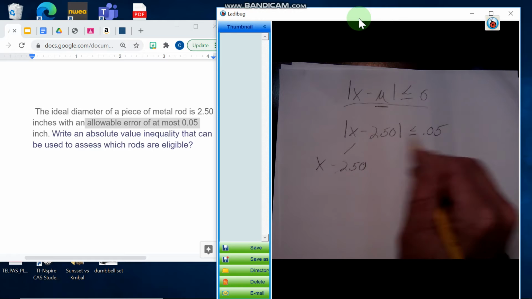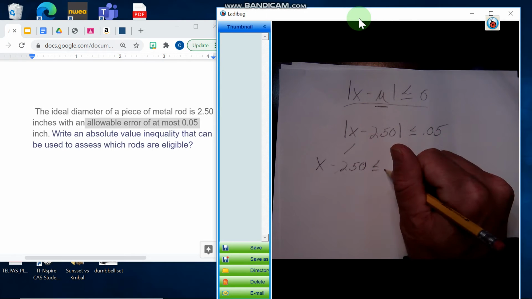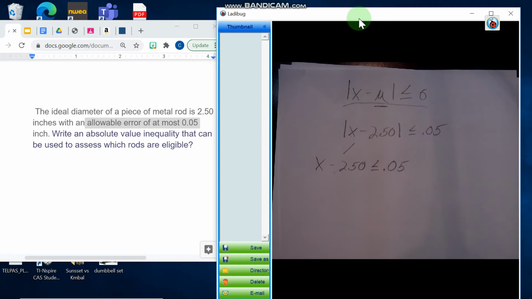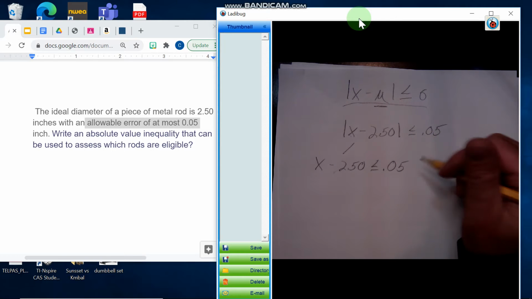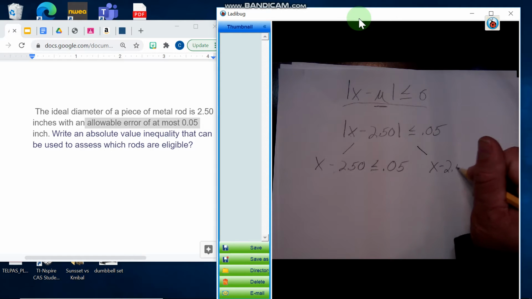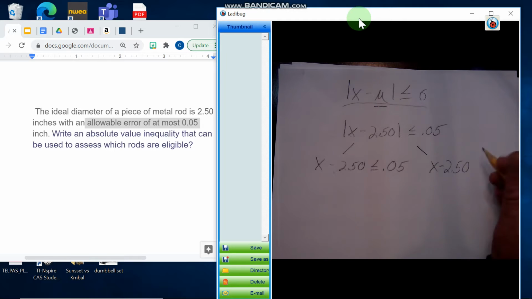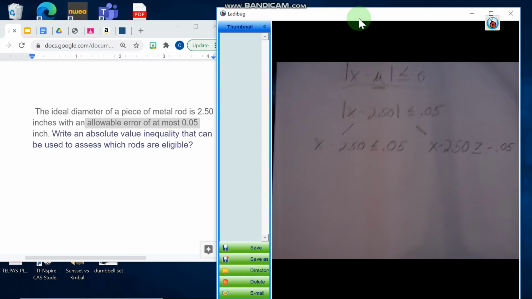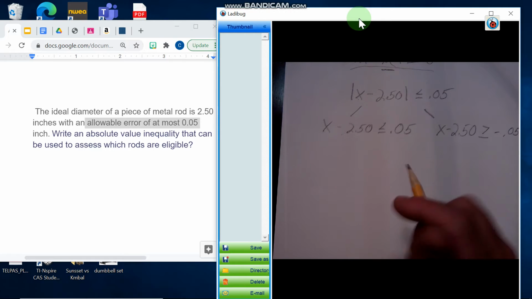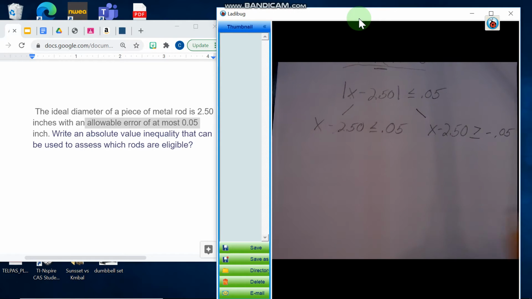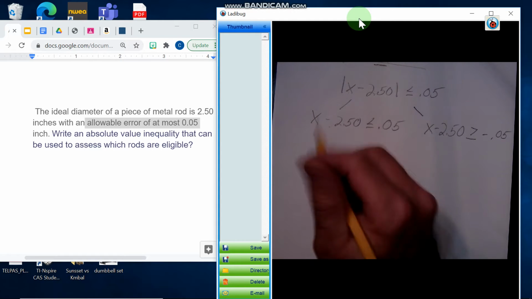First I just take the bars away, giving me x minus 2.5 is less than or equal to 0.05. And I have my other equation, x minus 2.5, my negative equation. So on the negative equation, I have to flip the sign, greater than or equal to negative 0.05. That's very much like starting out with a compound inequality, which I'll do that way here in just a second. But anyways, here I go.